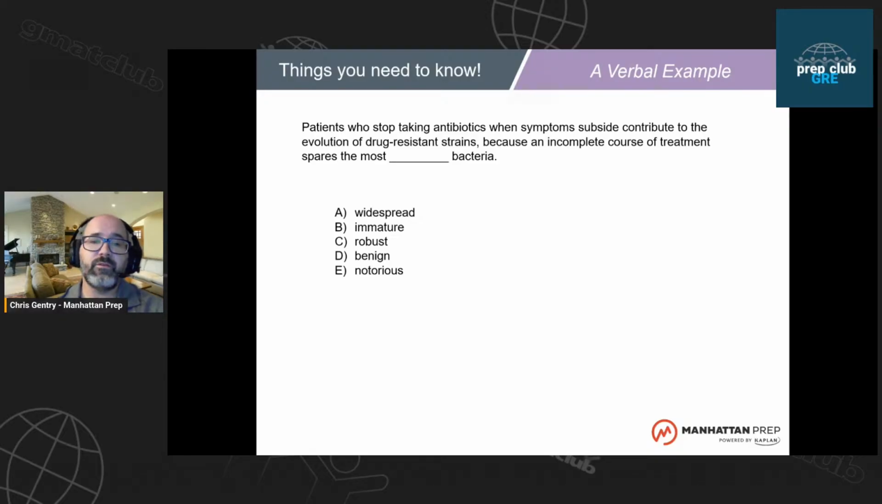What type of bacteria are we talking about? We are talking about drug-resistant bacteria. So I want a word which would be the same or most similar thing to drug resistant. And which word would be the most similar to drug resistant? Anybody have something in the chat? I would love to see it.